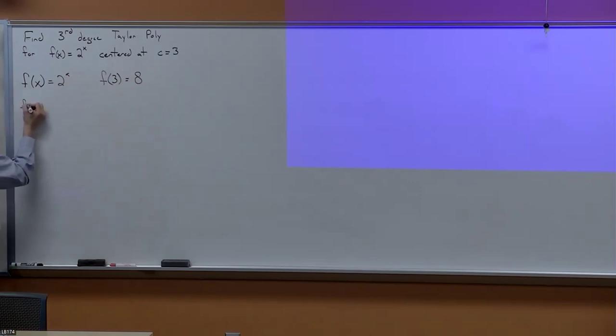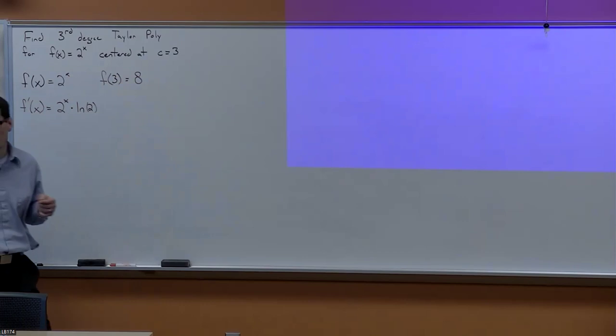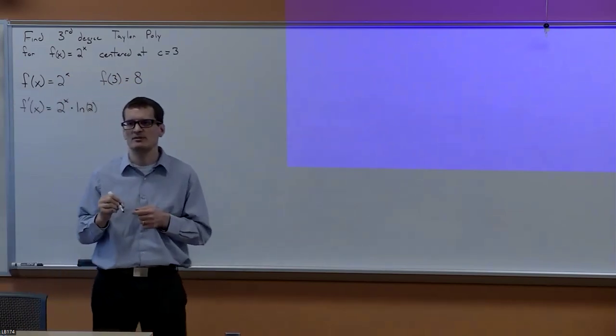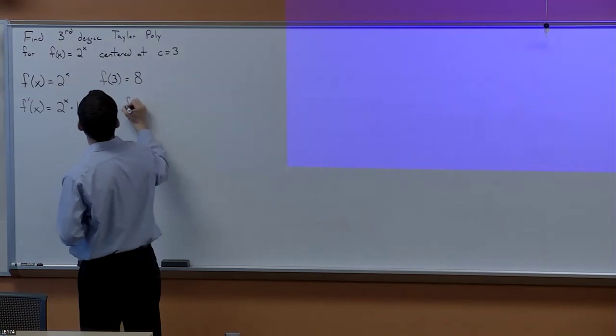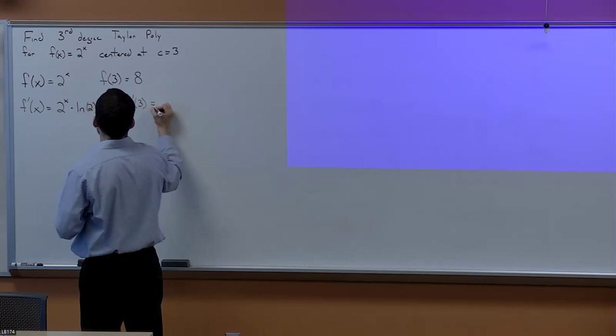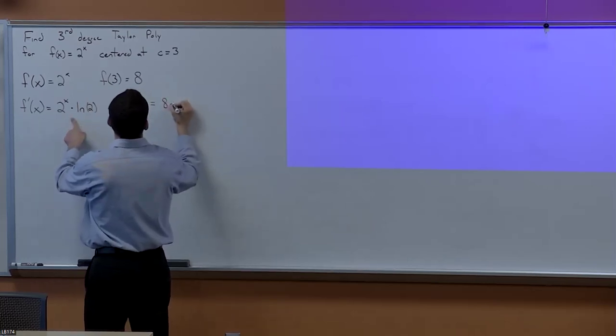Then I'm going to take a derivative. Now the derivative of 2 to the x is 2 to the x times natural log of 2. Because the base isn't e, we have to multiply by natural log of 2 every time we take a derivative. And if we plug in the center into the first derivative, we get 8 times the natural log of 2.